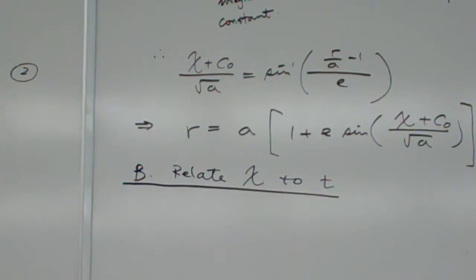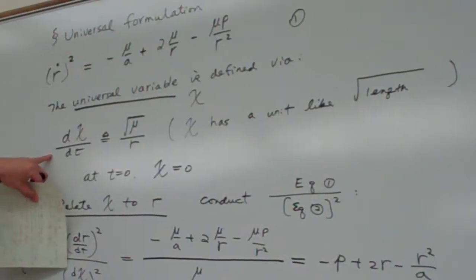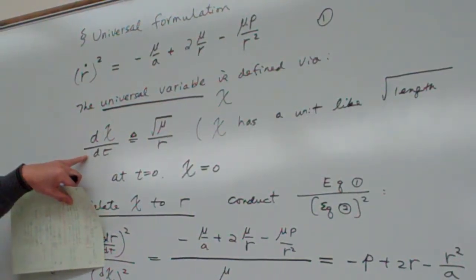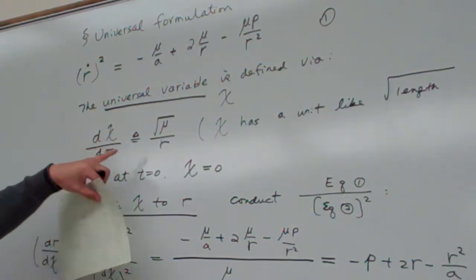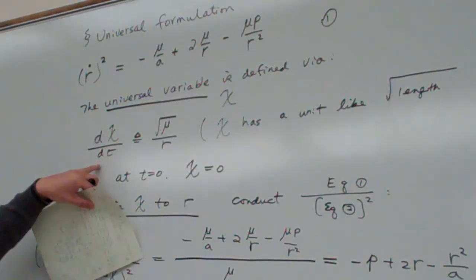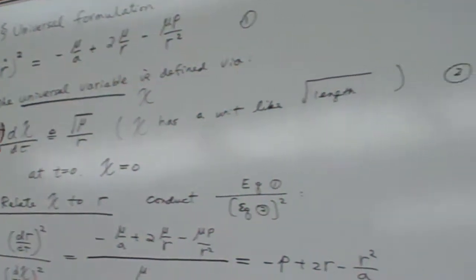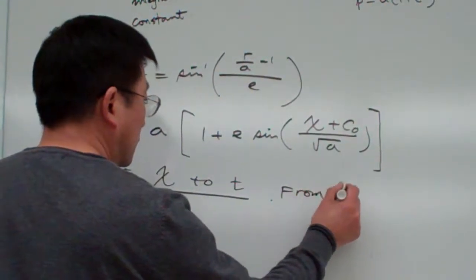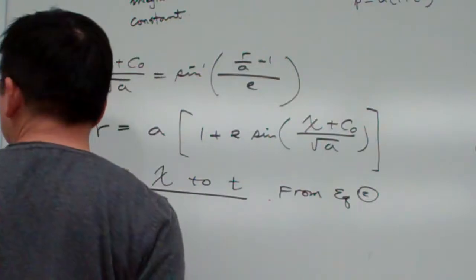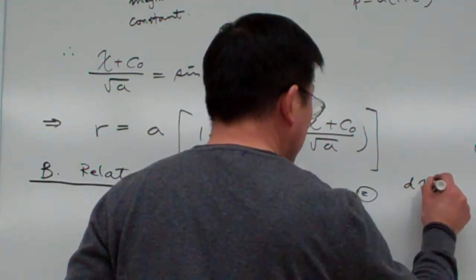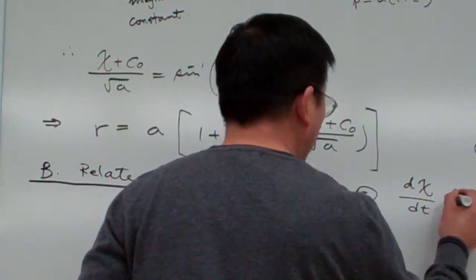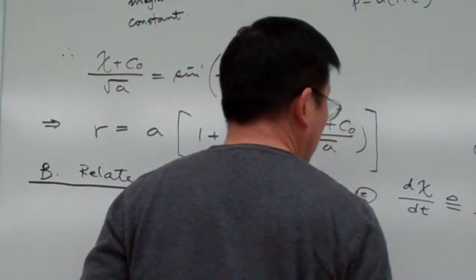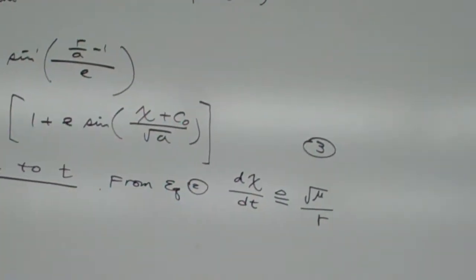This one we can obtain from here. And our definition of the universal variable here is actually related to time. And right now we already have R, so basically we can start from these definitions. So I would say from equation 2, let me rewrite: c dt by definition equals mu over R. Then from here we can have these things.